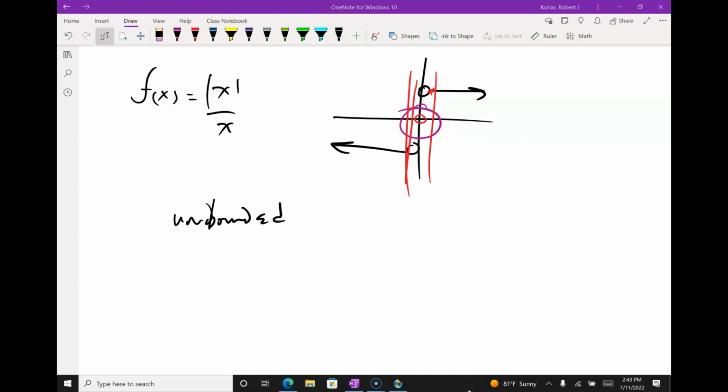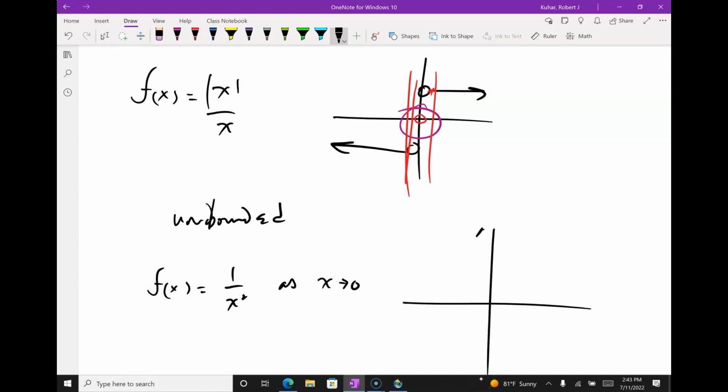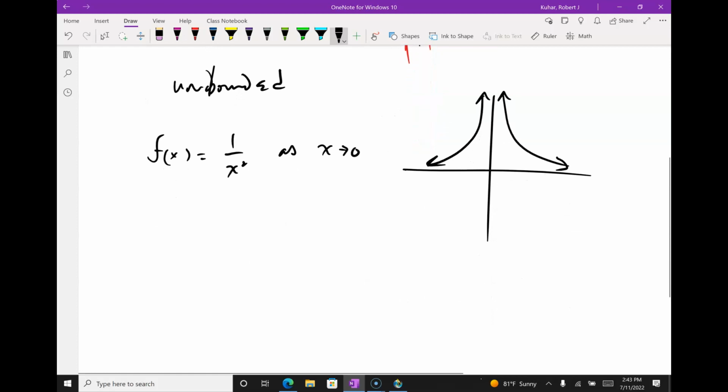So f of x equals 1 over x squared as x goes to 0. What's special about my limit? The limit as x goes to c of f of x equals L, which must be what? What kind of thing is L?